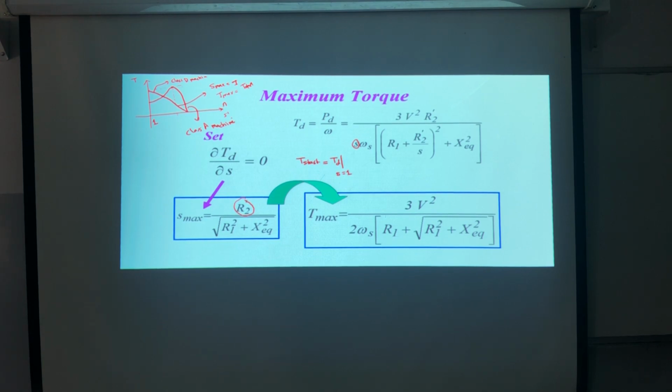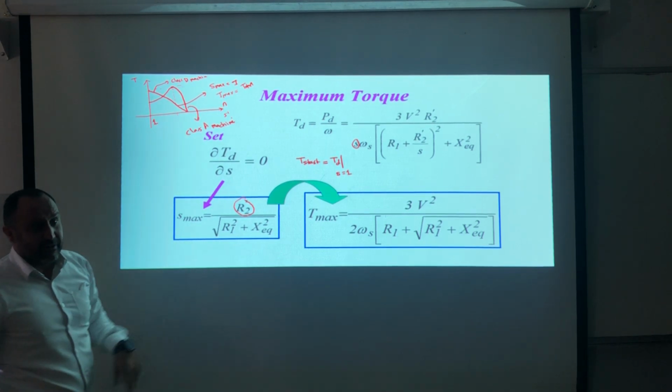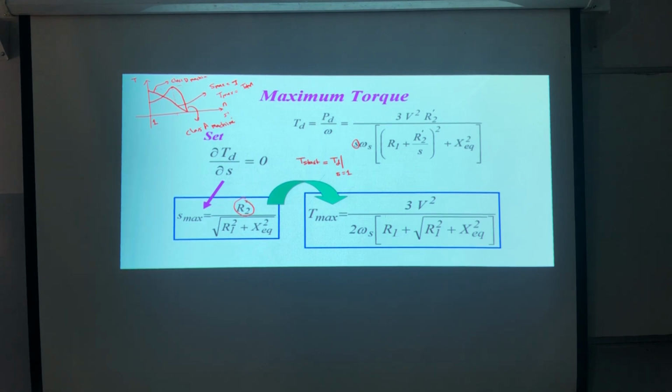Now, someone will say class D has high starting torque compared to class A. The second thing, class D has a wide linear region. You see, I can control the speed from here to here. But class A has what? A narrow speed region to control.